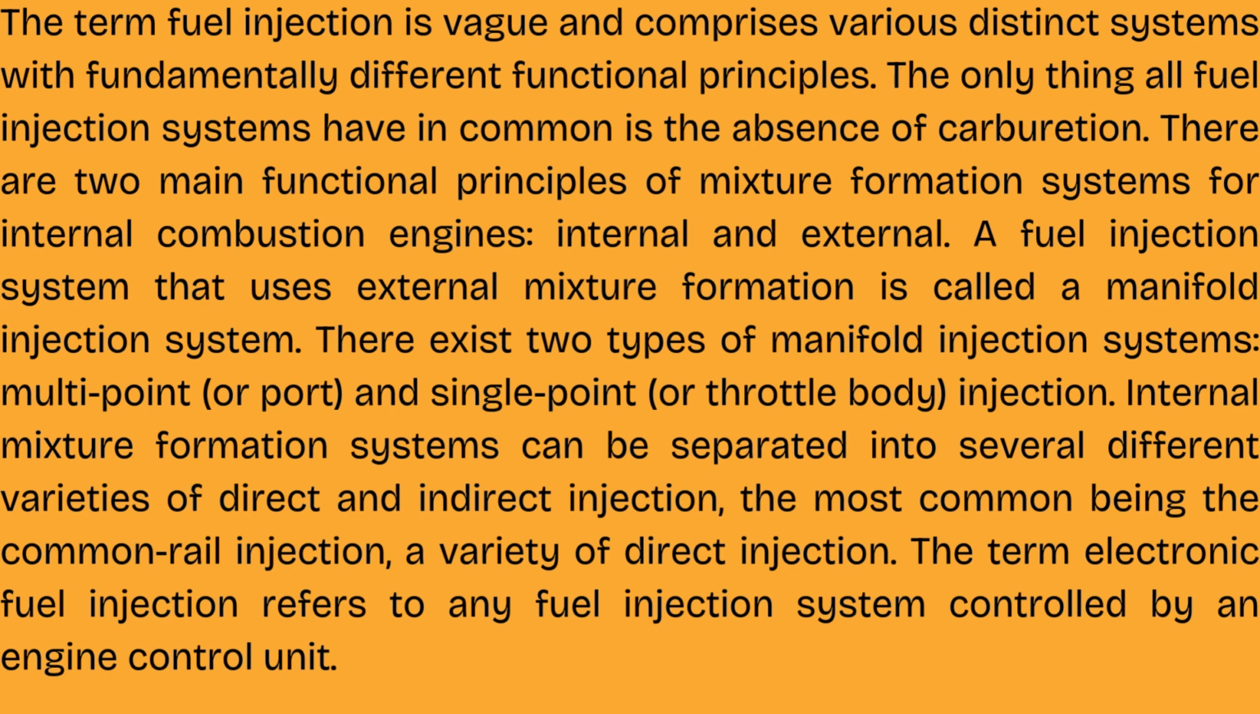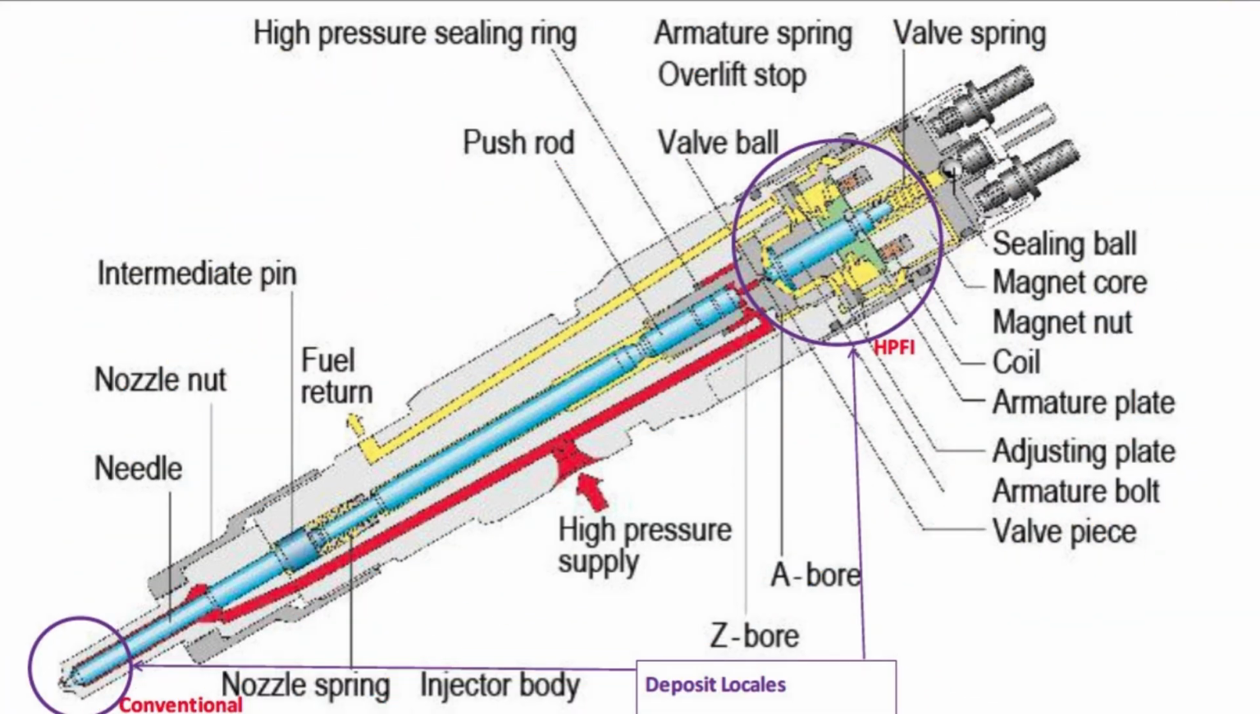There are two main functional principles of mixture formation systems for internal combustion engines: internal and external. A fuel injection system that uses external mixture formation is called a manifold injection system. There exist two types of manifold injection systems: multi-point, or port, and single-point, or throttle body, injection. Internal mixture formation systems can be separated into several different varieties of direct and indirect injection, the most common being the common rail injection, a variety of direct injection.